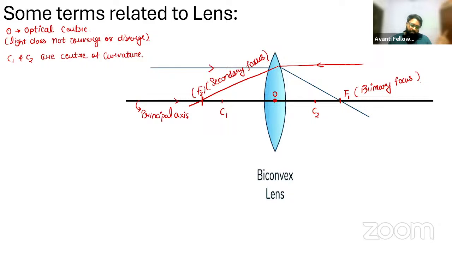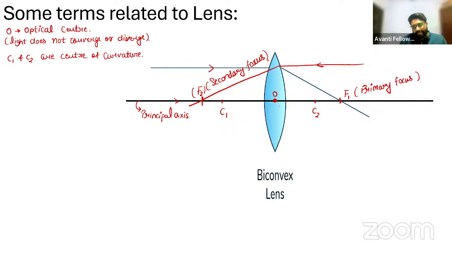If you take your incident ray from left to right, the lens will focus it on the primary focus. And if you take your incident ray from right to left, the lens will focus it on the secondary focus. Okay, clear? Now, this distance is measured from the optical center.